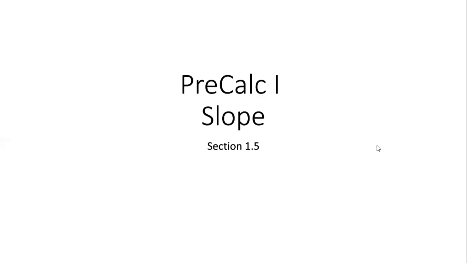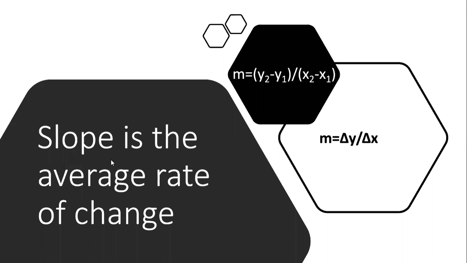interpretation of slope. So slope is the average rate of change. So the average rate that our y value changes in relation to our x. And you should recognize these equations. m is our slope, and m is equal to y2 minus y1 divided by x2 minus x1. And we oftentimes write this as delta y divided by delta x. This triangle is delta, and it means change. Change in y divided by the change in x.